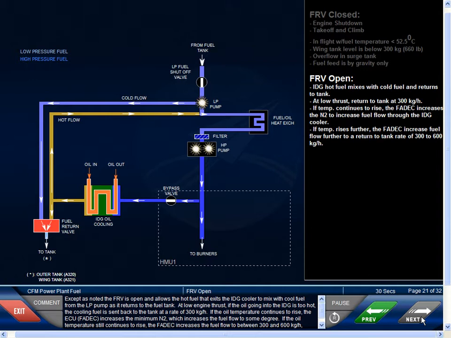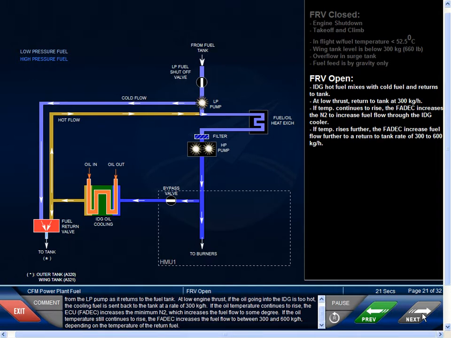At low engine thrust, if the oil going into the IDG is too hot, the cooling fuel is sent back to the tank at a rate of 300 kilograms per hour. If the oil temperature continues to rise, the ECU or FADEC increases the minimum N2, which increases the fuel flow to some degree. If the oil temperature still continues to rise, the FADEC increases the fuel flow to between 300 and 600 kilograms per hour, depending on the temperature of the return fuel.